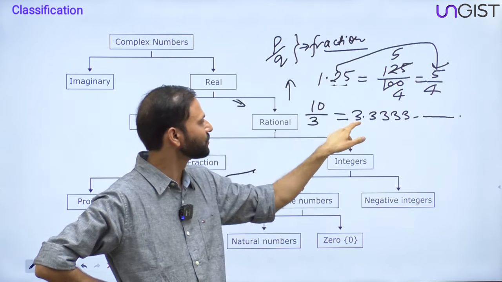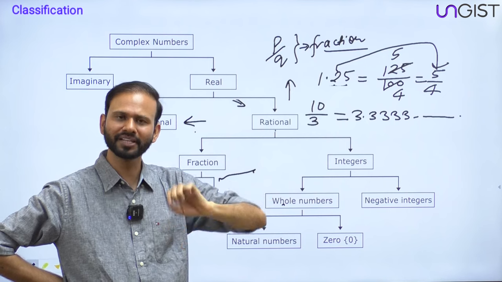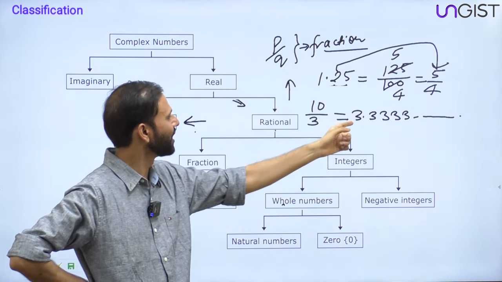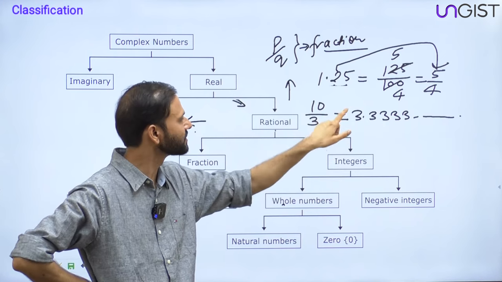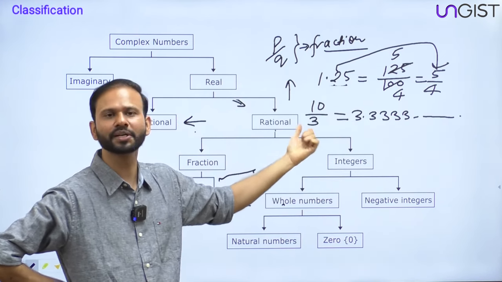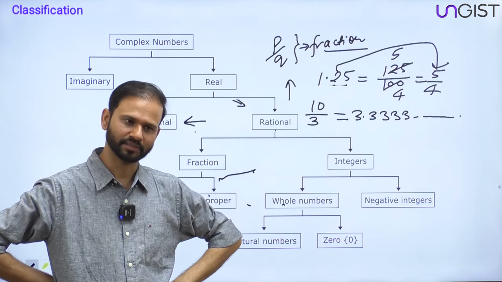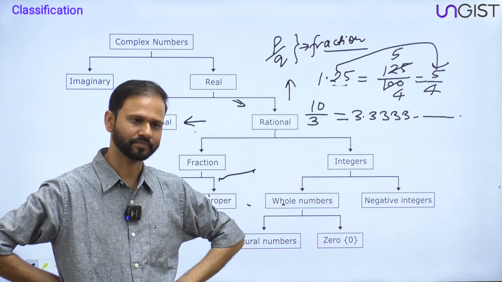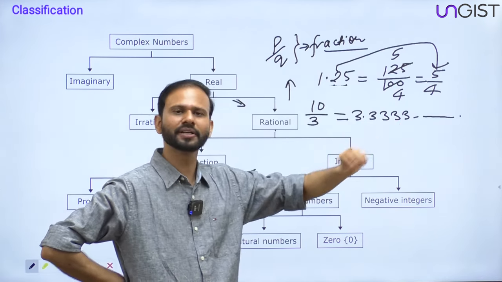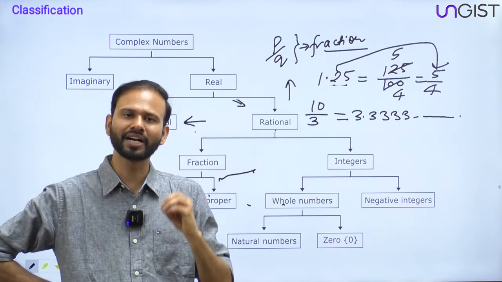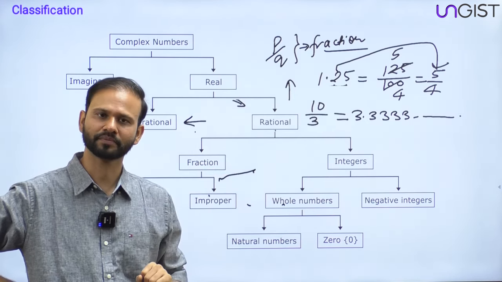So guys, here after the decimal you can't count the number of threes, but there is one logic. Here you have a fixed pattern, right? That's why you can find the corresponding P by Q form. Guys, it is clear? Fine. Okay, so it may be infinite digits, but there must be a pattern. If there is a pattern, then you can find the equivalent P by Q form, right?